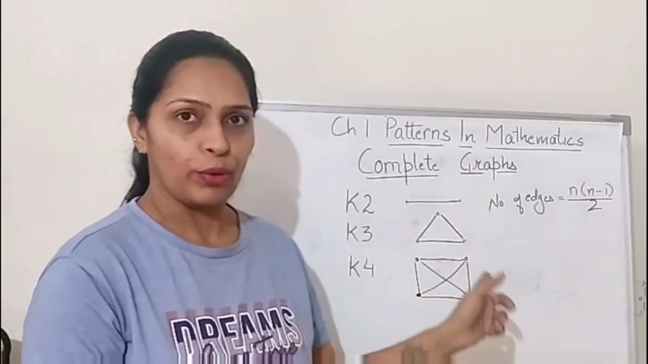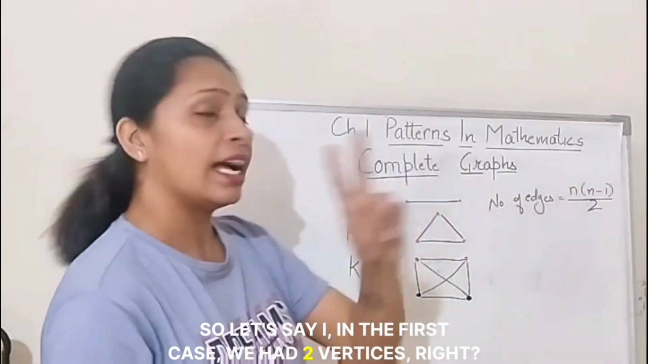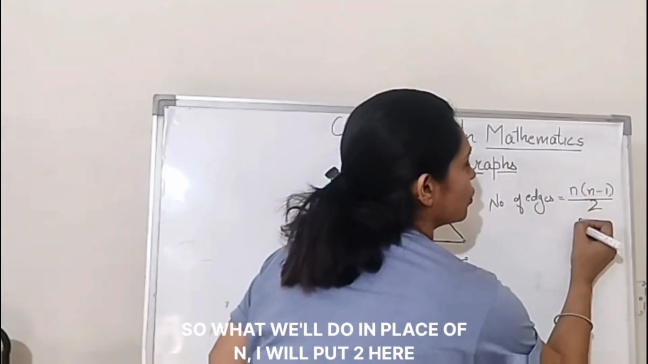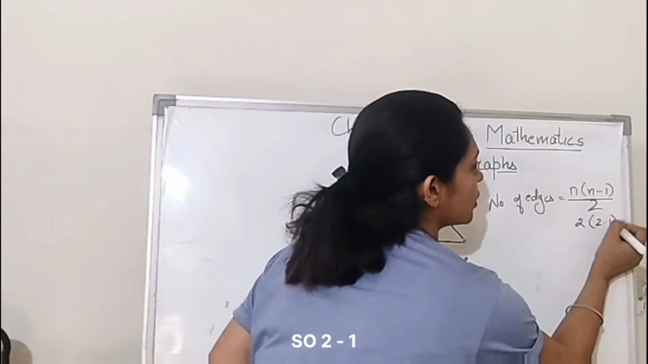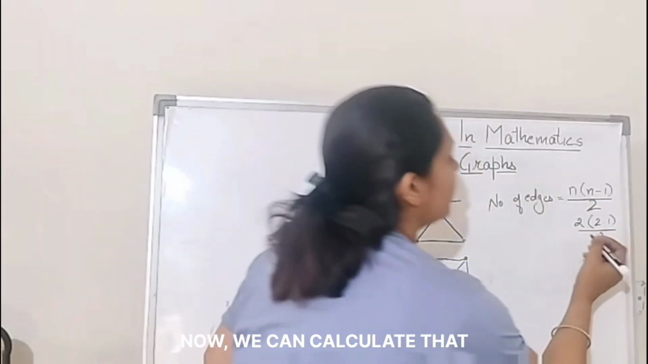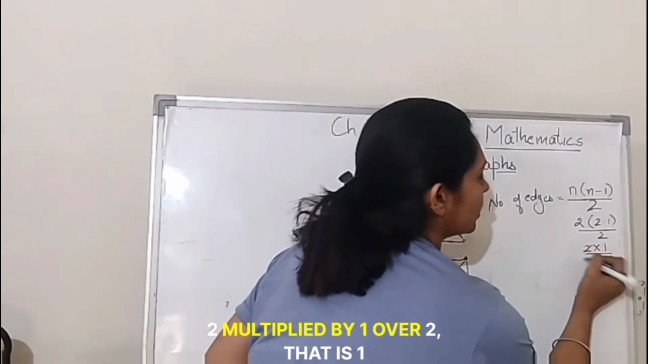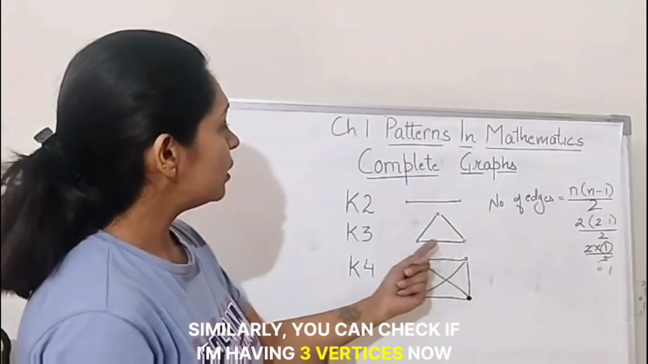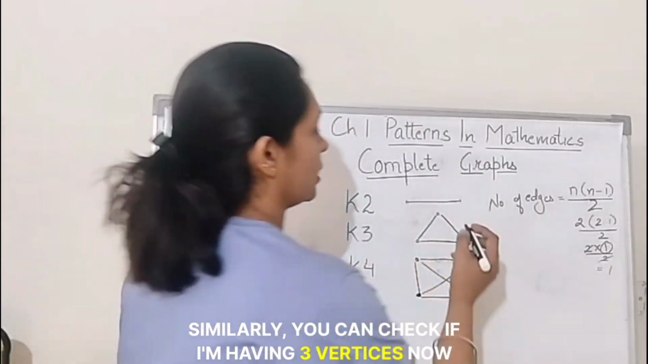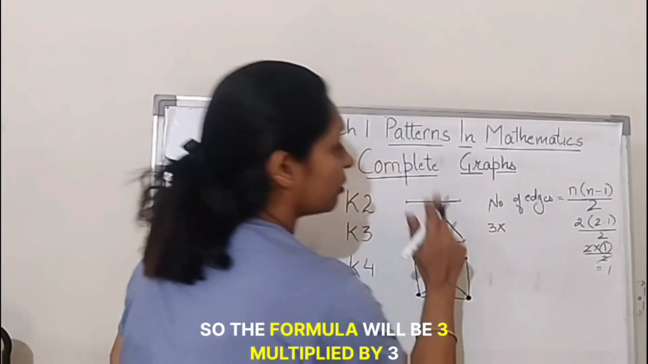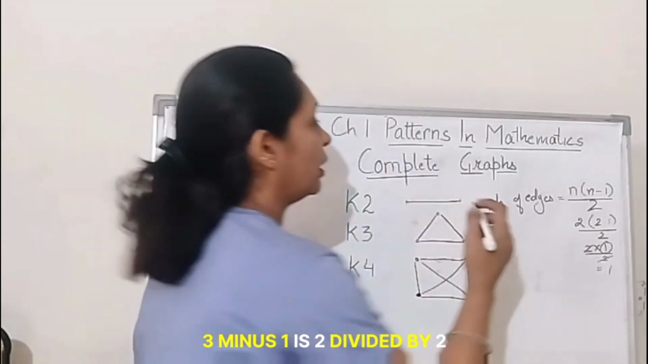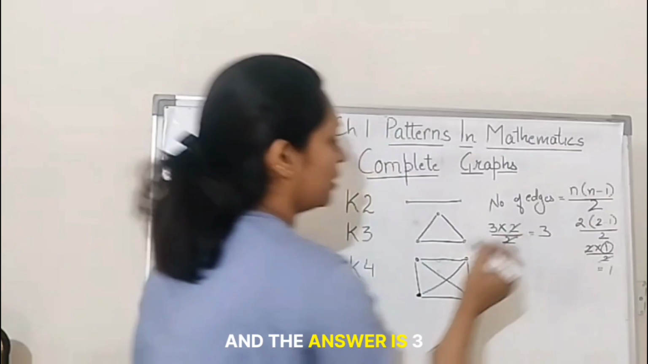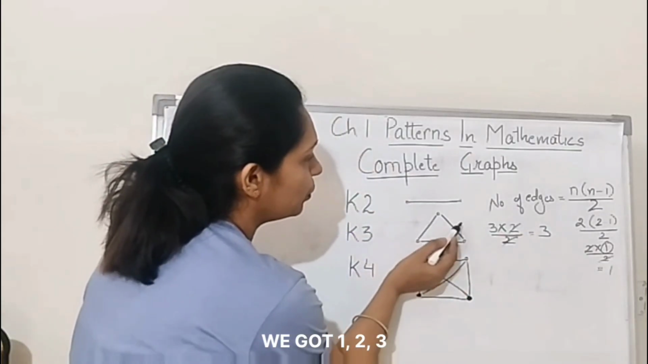We can calculate that. You want to check it out? Let's say in the first case we had 2 vertices, right? So in place of n, I will put 2 here: 2 times the bracket 2 minus 1. Now we can calculate that: 2 multiplied by 1 over 2 is 1. So you can see the answer has come 1. Similarly, you can check if I have 3 vertices now. The formula will be 3 multiplied by 3 minus 1, which is 2, upon 2. And the answer is 3. So we got 1, 2, 3.